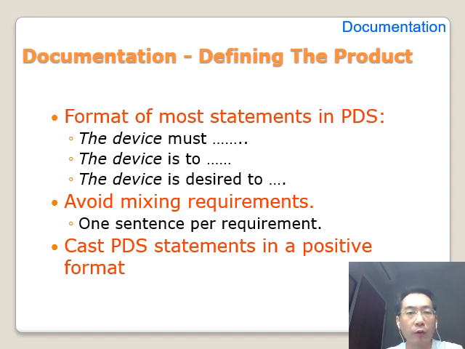The format of most statements in the PDS will be like this: the device must have something, or the device is able to do something, or the device is designed to do certain tasks. When we are preparing this documentation, we need to avoid mixing requirements, so one sentence per requirement. This is some guideline. So cast PDS statements in a very positive format.